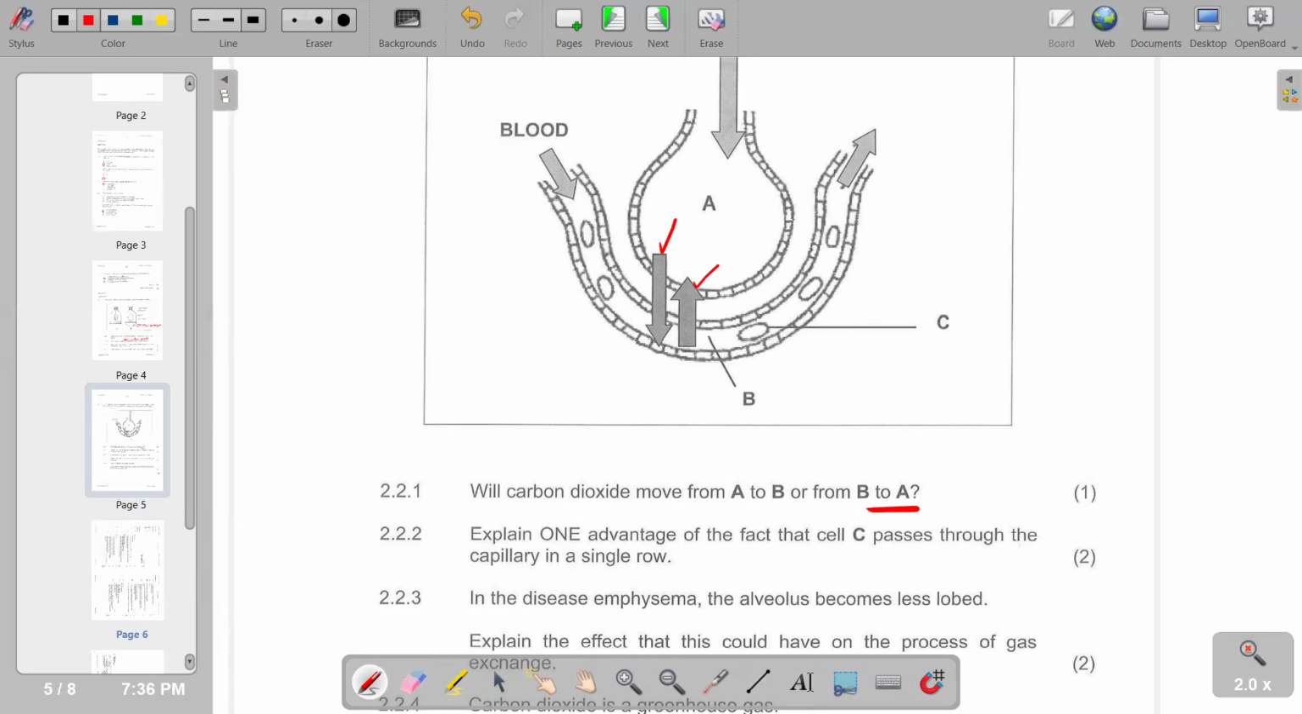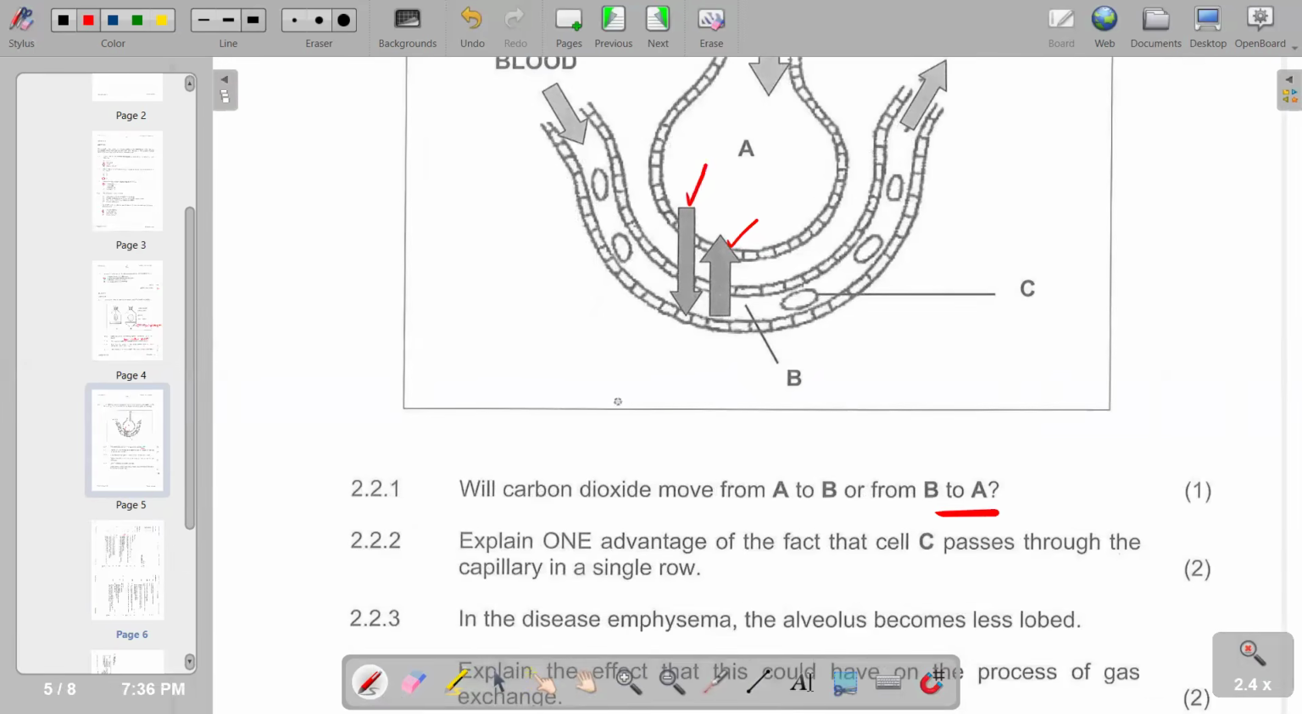Then we go to number 2. So on number 2, it says explain one advantage of the fact that cell C passes through the capillary in a single row. And we check in terms of our cell C, which is this one, and it's being said to pass through the capillary in a single row. So what is the advantage of that? So you'd see that the advantage is that every cell is brought closer to the alveolus to increase the amount of gases exchanged. So that is the advantage that we have.